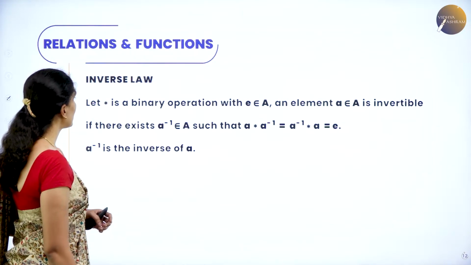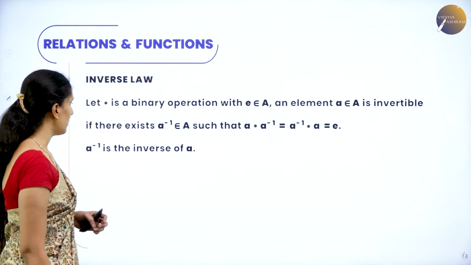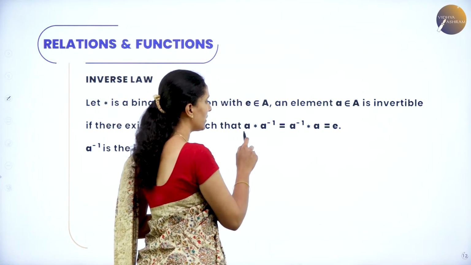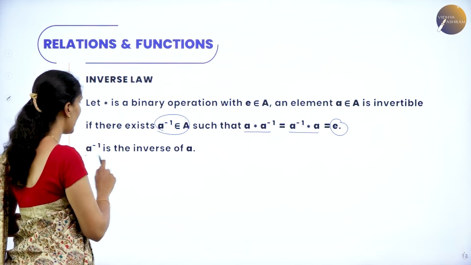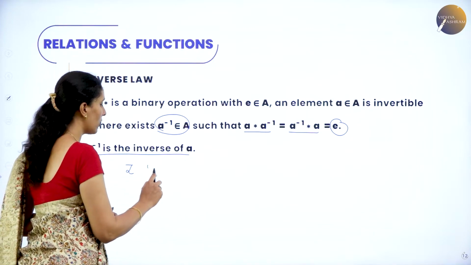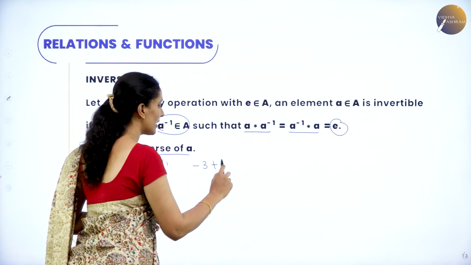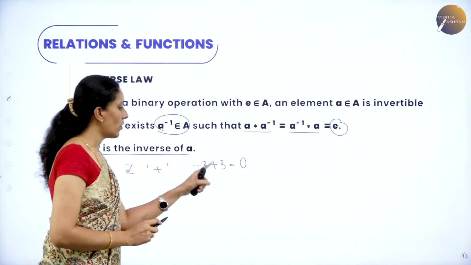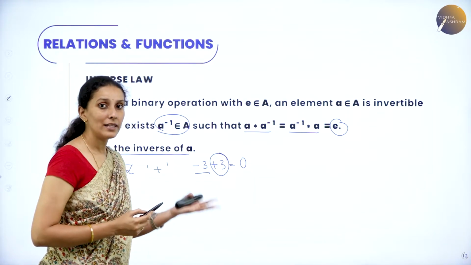Next one, let star be a binary operation with E belongs to A. An element A belongs to A is invertible if there exists A inverse, such that when you take the binary operation with A and its inverse, it results in the identity element. Then we say that A inverse is the inverse of A. For example, under the set Z, under the binary operation addition, if I take minus 3, then plus 3 is equal to 0. Since 0 is the identity element in Z, for minus 3, plus 3 is the inverse. Similarly, for plus 3, minus 3 is the inverse.